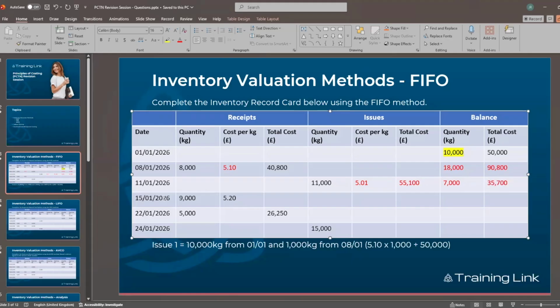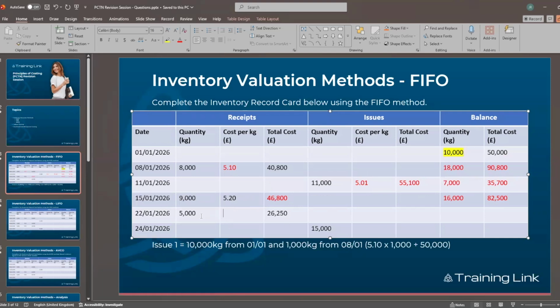We then have our next receipt on the 15th of January for 9,000 kilograms at a cost of £5.20. If we multiply them together, we get a total cost for that order of 46,800, which is just these two multiplied together. Going to update the balance column as well. We've just gained 9,000 onto our 7,000, so that's going to take us to 16,000. And if we add the cost of 46,800 onto our existing total cost, that should give us 82,500.